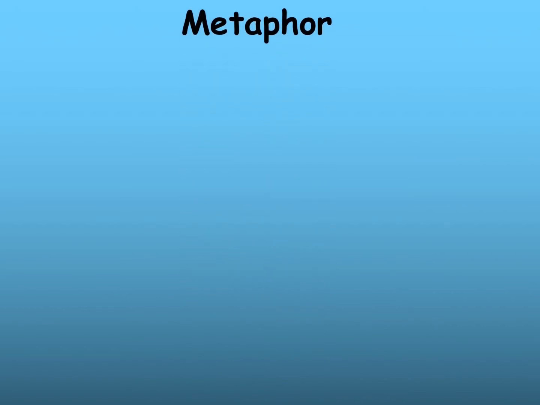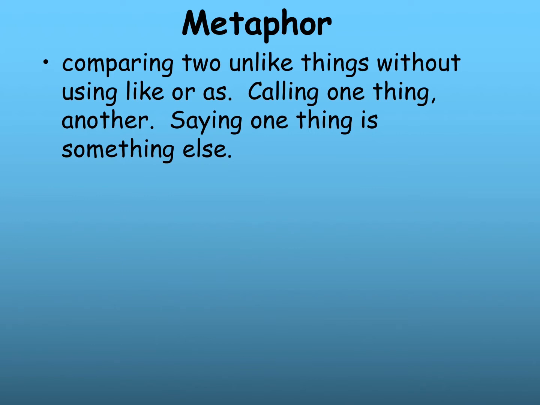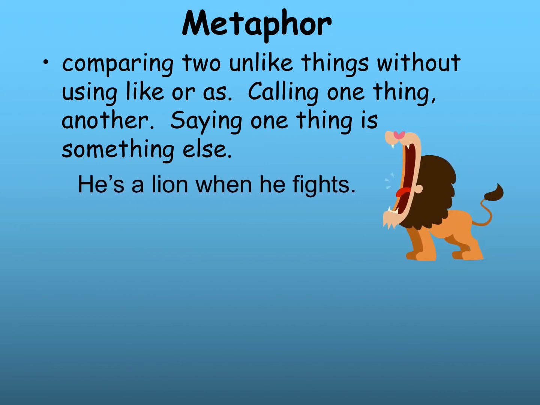The next type is metaphor. Metaphor is when you compare, again, 2 unlike things, but you don't use the words like or as. So you call one thing the other thing, saying it is something else. He's a lion when he fights. So we didn't see the word like or as, like in simile. You're just saying that he is a lion when he fights.